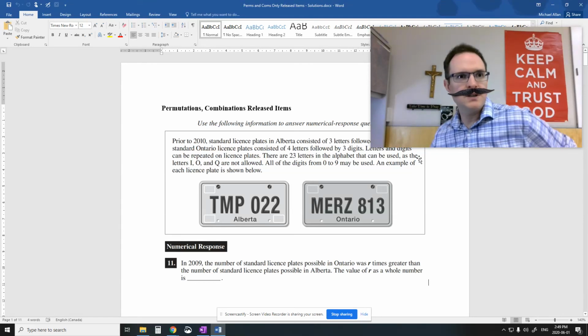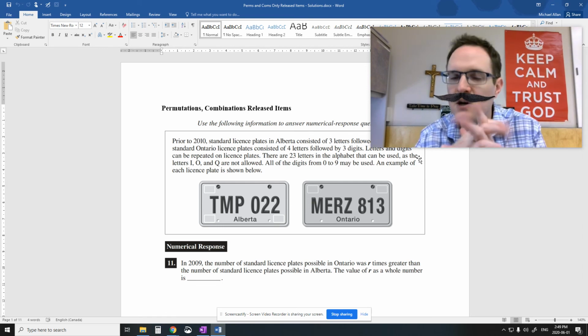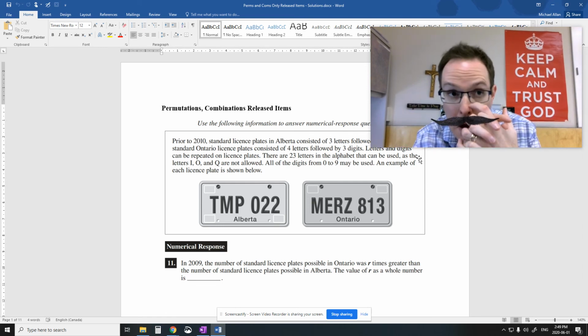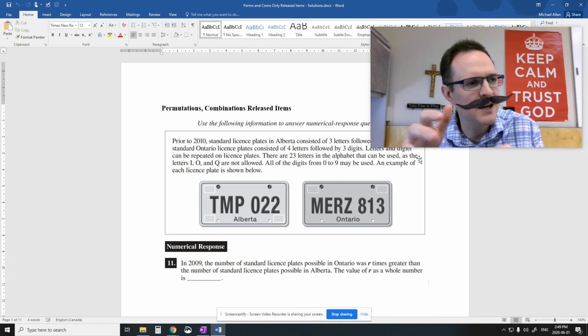Hey, Math 30-1s, we're going to go over our released items for permutations and combinations to help you prepare for the exam next week, or test next week. The material is really only on permutations and combinations. I won't have any binomial theorem stuff on there.